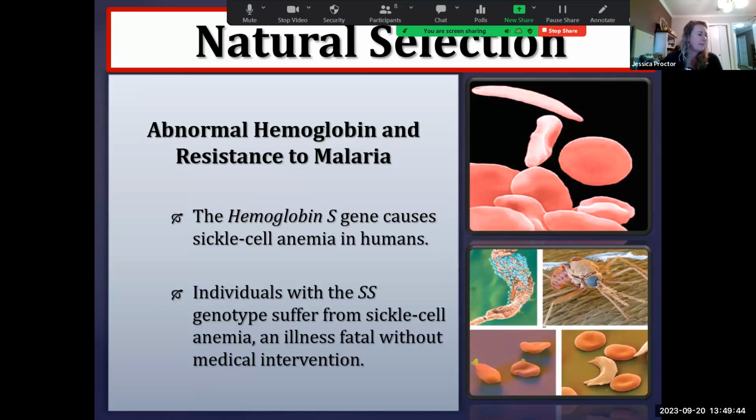So those that have sickle cell anemia in the homozygous recessive form suffer things like organ failure when they become hypoxic, when they have trouble getting oxygen to all their organs. Those that have sickle cell anemia in the homozygous recessive form, the SS genotype, suffer from this sickle cell anemia crisis. It's an illness that is usually fatal without medical intervention. So oftentimes those with the full-on homozygous SS genotype that do not have access to medical care generally end up dying before reproductive years, unfortunately.